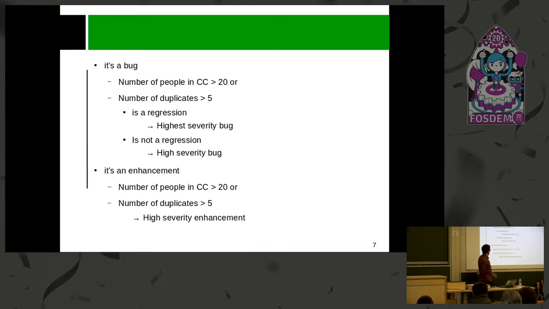For enhancements, we say that if there are more than 20 people in CC and more than five duplicates, then it's a high severity enhancement. When I started to use these rules recently, I found that many enhancements were put to highest. In my opinion, that doesn't make sense, because it's true that an enhancement can be reported many times and many of our users would like to have it, but it doesn't mean it's really urgent to be fixed. That's why it doesn't make sense to have a highest priority enhancement.